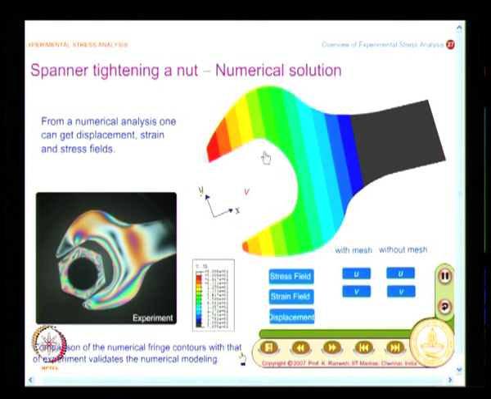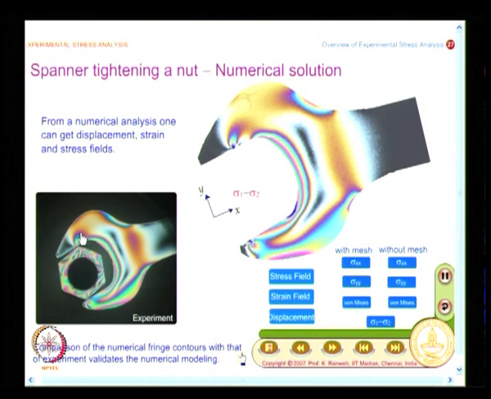but the very important aspect is I must match what I have in the experiment very closely by choosing the boundary conditions correctly. Once I have done this, then I have solved the problem satisfactorily, and a parametric analysis is very convenient when I go for a numerical methodology.